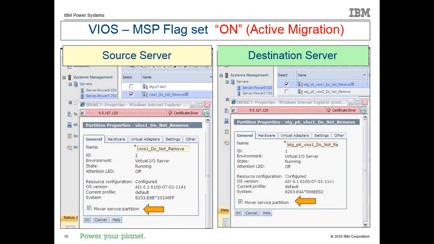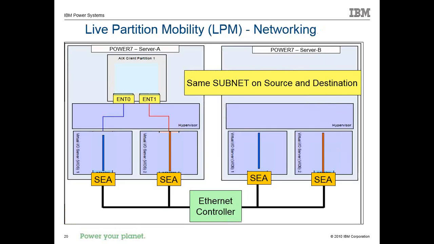And here's how you set it. This is the properties of a VLS, and it's not in the profile. It's the properties, and you just check that box MSP on, or you uncheck it, and it's not an MSP anymore. So that's pretty simple, I think, once you know that box.